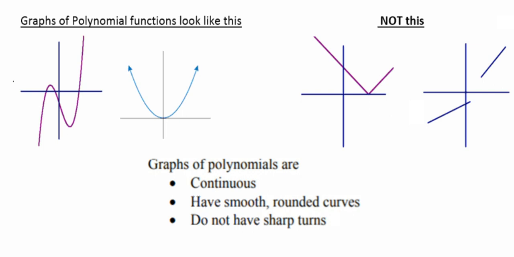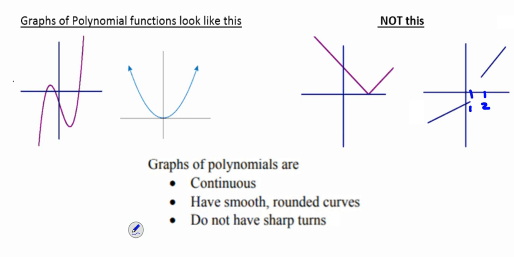So this graph right here, see how there's a big gap from when x is, let's just say 1, and when x is, let's say 2. There's a huge gap in the graph from when x is 1 to x is 2, and we do not have that in a polynomial. So this graph to the right is a function, but it's not a polynomial.